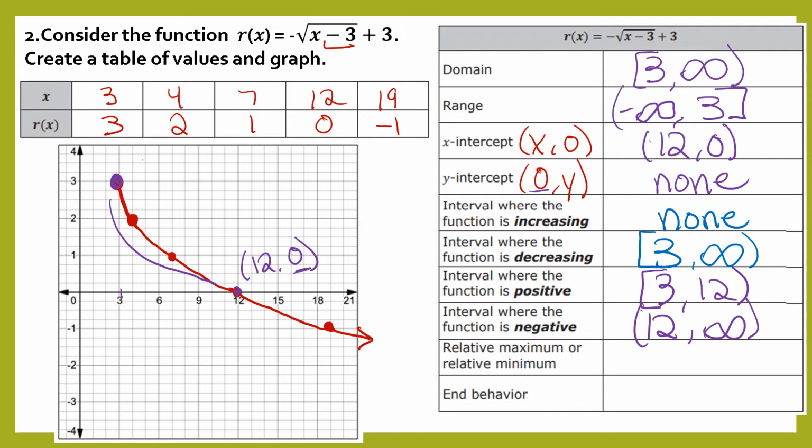All right, for this one, do we think it's going to have a max or a min? Max or min? I would say, yeah, max, because there's a high point on this graph. After that, it just goes downwards. So that high point where that graph starts, that's going to be our max. That's at 3,3.